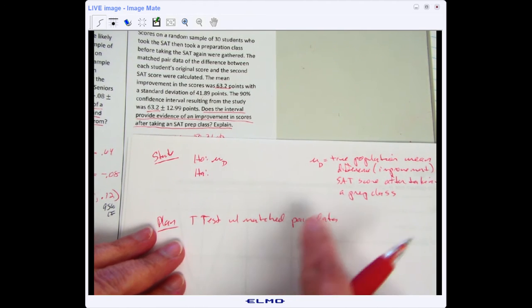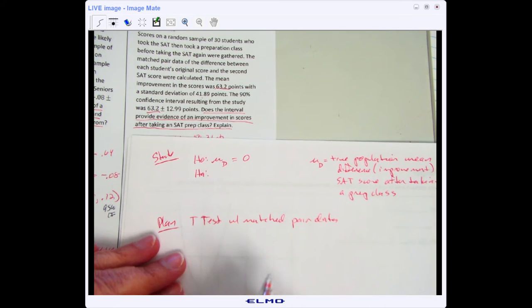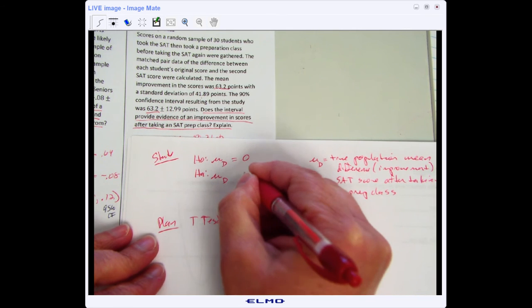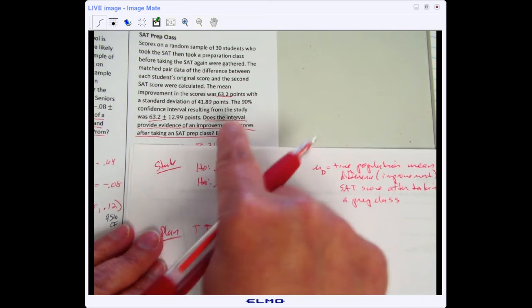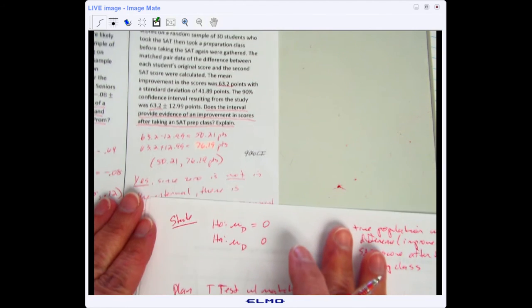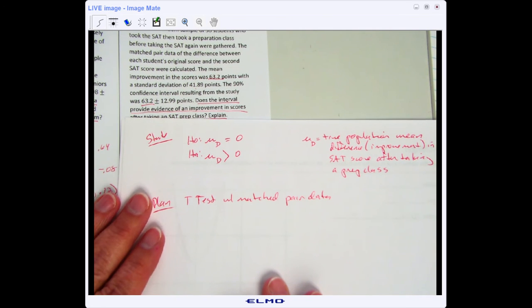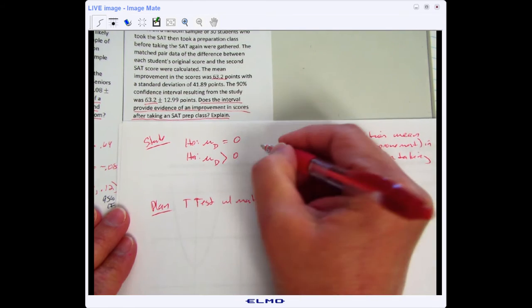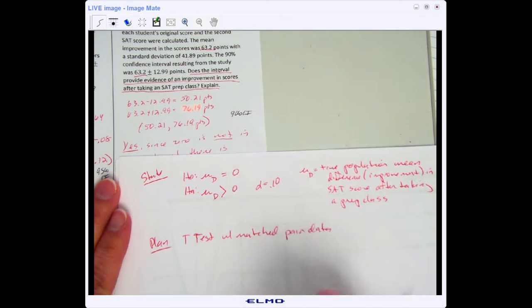If there was no difference or no improvement, mu sub d would just be 0. That means there was no difference. Their scores didn't go up after the prep class. Or there was a difference. I'm not going to do not equal to because since it was pretty high and my interval is all positive, I want to prove that it improved the score. There was a positive difference. A negative difference would be the score went down. We don't want that. My alpha, this was a 90% confidence interval, so we'll do an alpha of 0.10.